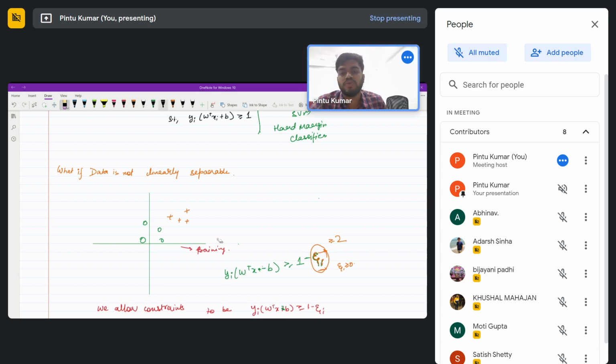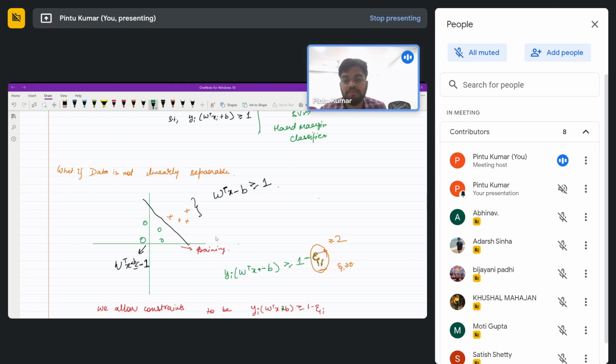Okay. So if you had this kind of data set, the data set that I have drawn right now, you can easily separate it by a hyperplane, right? So for these data points, you would have W transpose X minus B is greater than or equal to 1. You can find such a line. And for these, you should have W transpose X less than or equal to minus B. So you can find such a line.